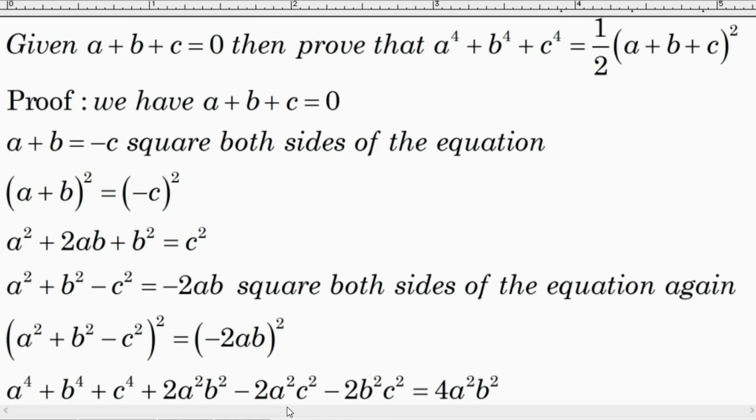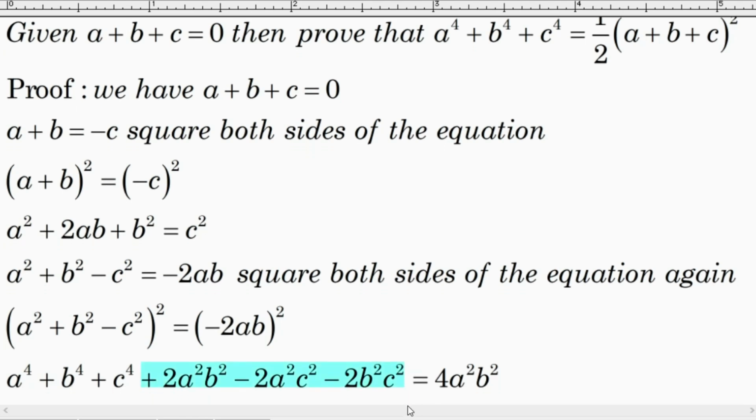As the question wanted us to have only a⁴ + b⁴ + c⁴ on the left hand side of the equation, we will keep only a⁴ + b⁴ + c⁴ on the left hand side, and the rest we will just move to the right hand side of the equation.